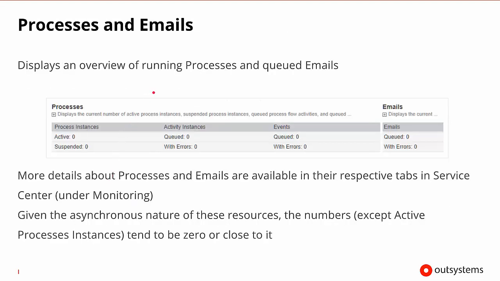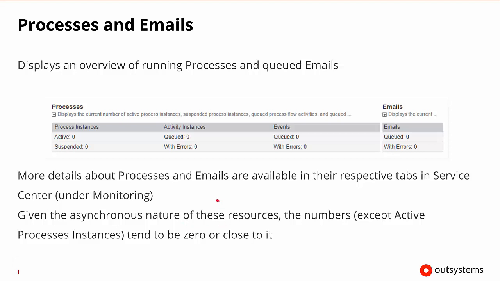We're also going to be able to see information about processes and emails, and these are gathered in the same area inside of Service Center. If we're looking for more details about processes and emails, you can go to the respective tabs, but the summary information is in Environment Health. Here we can see the number of process instances that are active, any that might be queued as far as different activities or events that need to occur, and the same thing is available with emails. Given the overall asynchronous nature of these resources, we would typically expect the numbers, except maybe the active process instances, to be 0 or close to it.